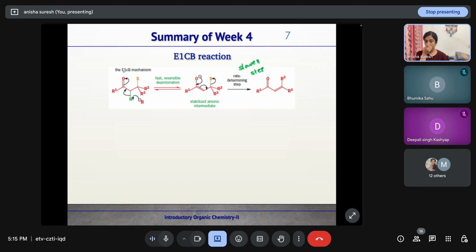First an enolate will be forming, and later on, once the enolate is falling back, the X which is present, which is a good leaving group, will get eliminated, leading to formation of the alpha beta unsaturated carbonyl.